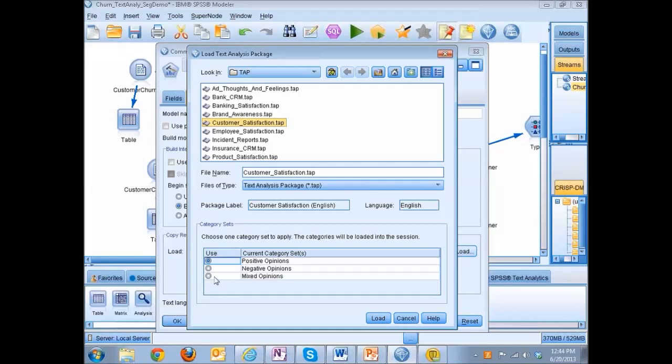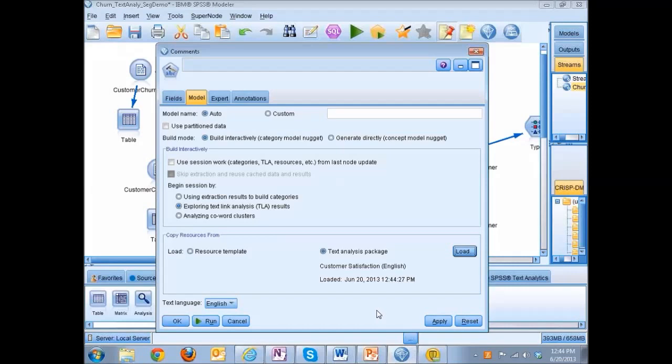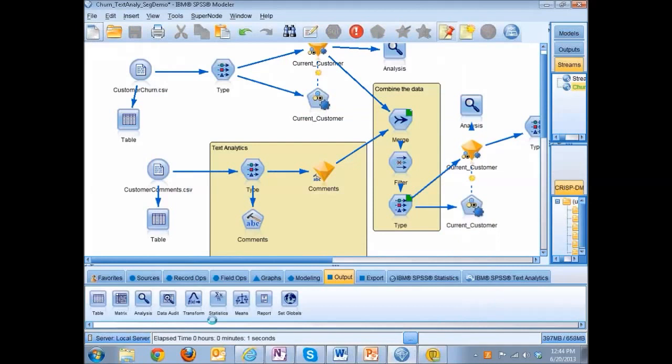There are different views of this. We can look for positive emotions, opinions, negative opinions, or mixed. I'm going to choose mixed here. And what that's doing is going to build a library of, think of it as words that are associated with this particular topic of customer satisfaction. I'm going to run this thing, and we're going to open an interactive workbench that you'll see in a second.